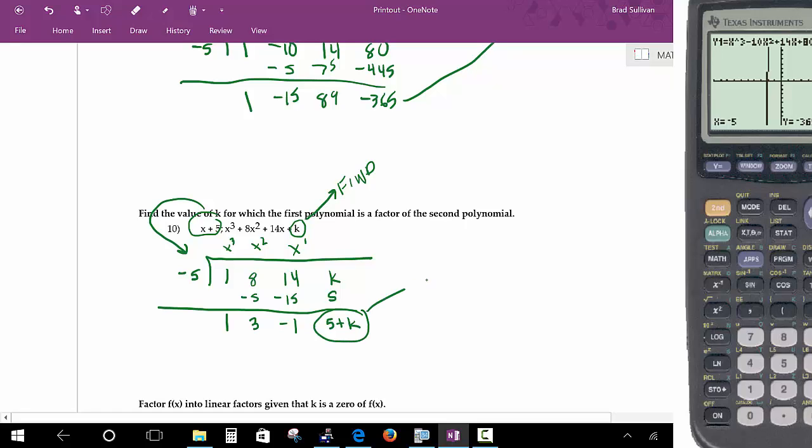Now, if you want this to be a factor, what does 5 plus k have to be equal to? The factor theorem said the remainder had to be 0, right? So what does k have to be? Negative 5. If k was negative 5, you would end up with a remainder of 0, right? Does that make sense? So you've created a polynomial that would have x plus 5 as a factor. That's the idea. Does that make sense? Yeah.